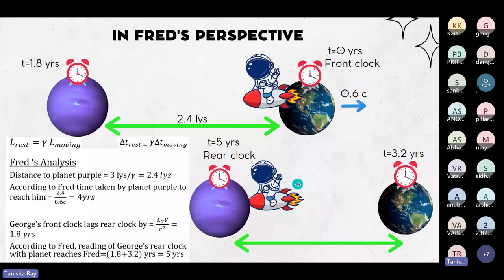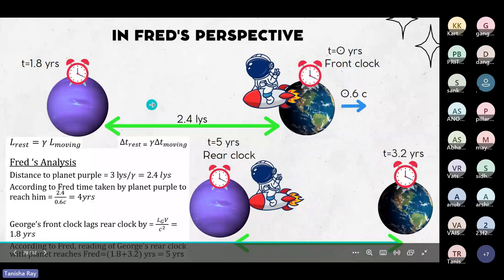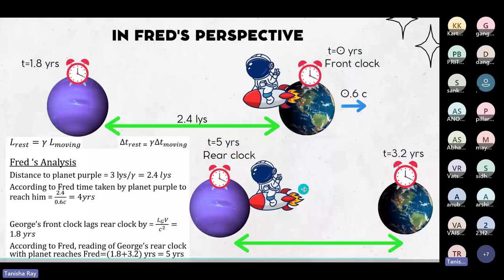But again, we are missing out something. And what is that? By now, I guess you all have realized it is this lagging factor of the rear clock. This system is traveling in this direction. This is the front clock and this is the rear clock. So this is the lagging factor of the front clock from the rear clock, and the front clock from the rear clock will lag by 1.8 years. So when we are looking at the rear clock, we have to add this time to our calculated period of time. On doing so, we will end up getting 5 years. So now even Fred is able to explain why George is getting this snapshot of 5 years.